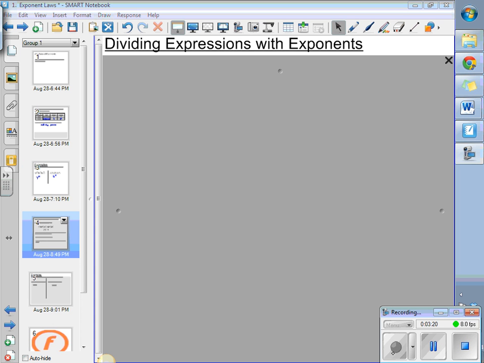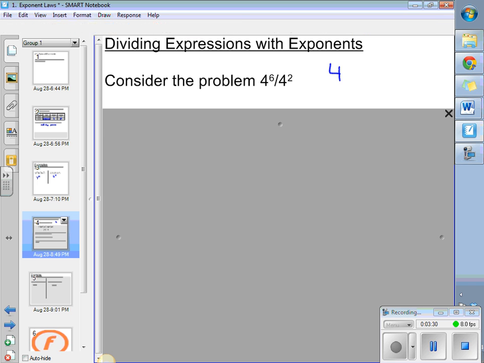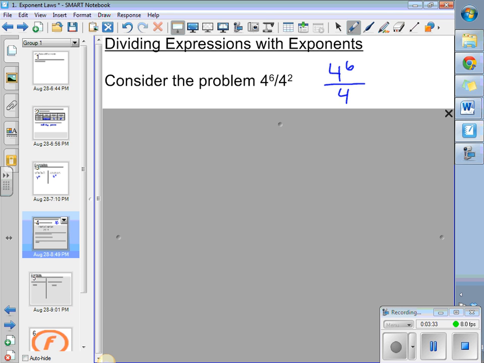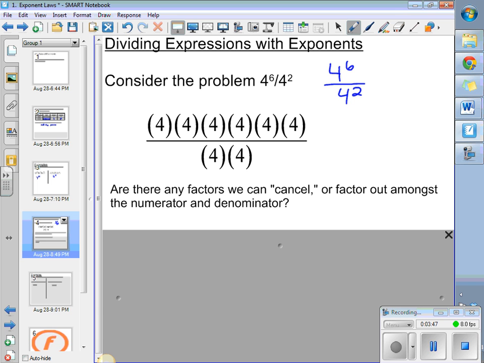Okay, so now we're dividing expressions with exponents. We've got the problem 4 to the 6th power divided by 4 to the 2nd power. And if it helps you, write it like this: 4 to the 6th over 4 to the 2nd, when we write it all out in expanded form. Are there any factors we can cancel amongst the denominator and the numerator? I would hope that you're going to see this become a 1.